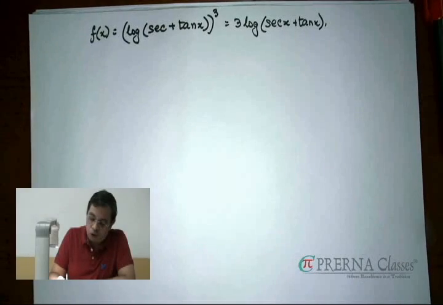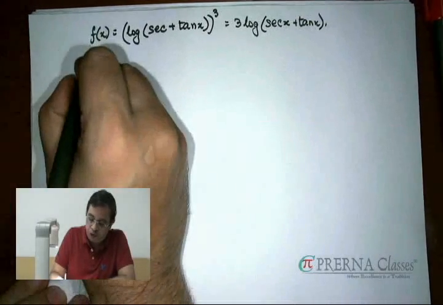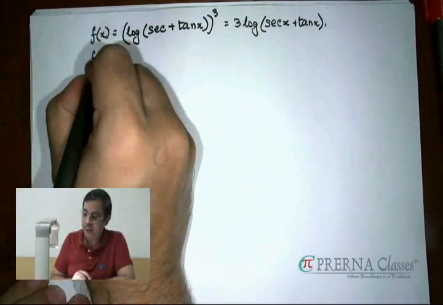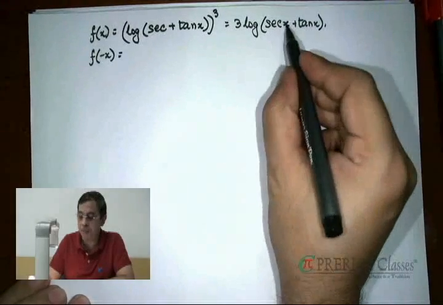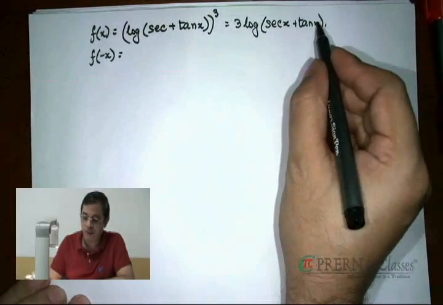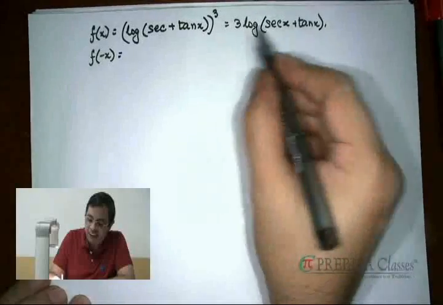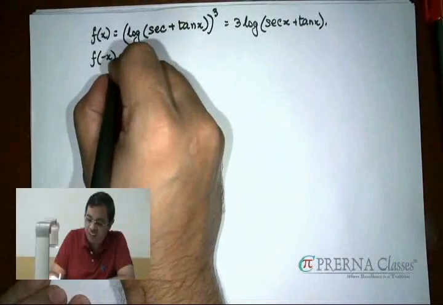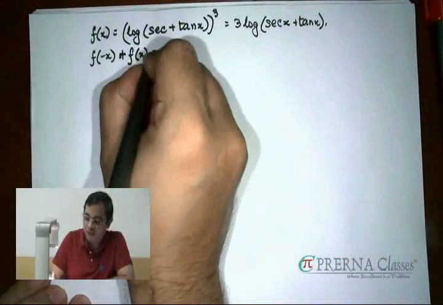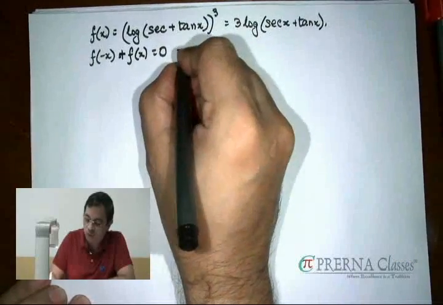To check whether it's an odd function or not, we first need to consider f of minus x. If I replace x with minus x here, we can easily see that this part will become sec x minus tan x. And I know that sec x plus tan x into sec x minus tan x is going to be equal to 1. Log of 1 is 0, which tells me then that f of minus x plus f of x is turning out to be 0. And therefore, this is going to be an odd function.